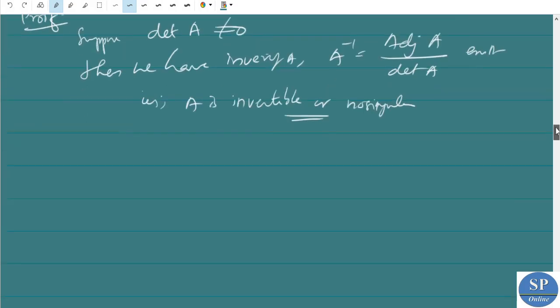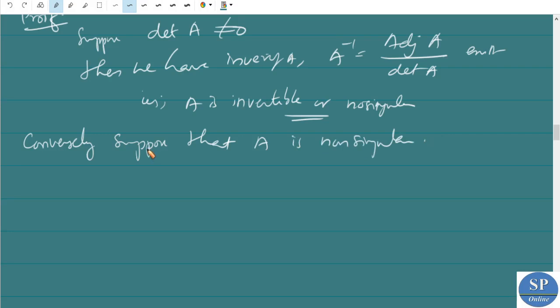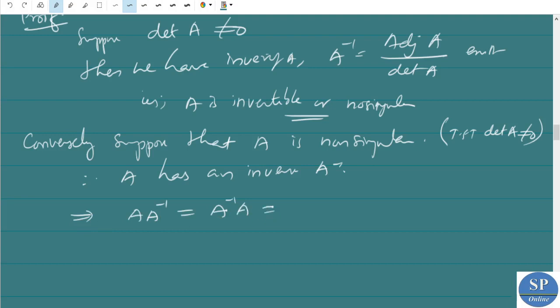Now how to prove this? Conversely, suppose that A is non-singular. Therefore, A has an inverse. To show that, we have to show that the determinant of A is not equal to 0. So, since A is non-singular, A has an inverse, A inverse, right? That is, we have A into A inverse equal to A inverse into A equal to I.